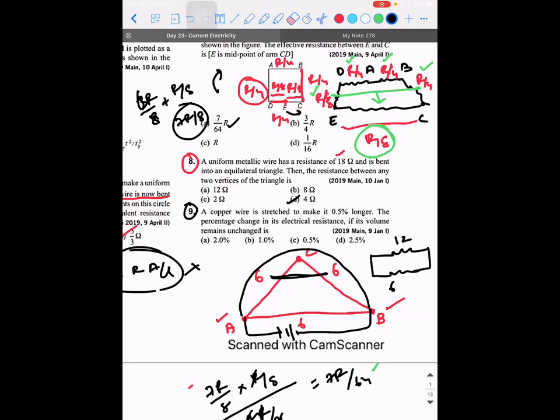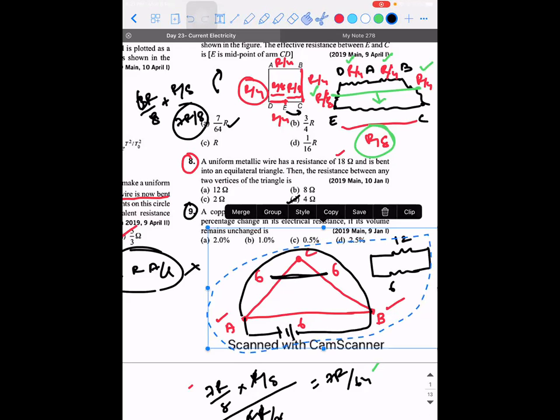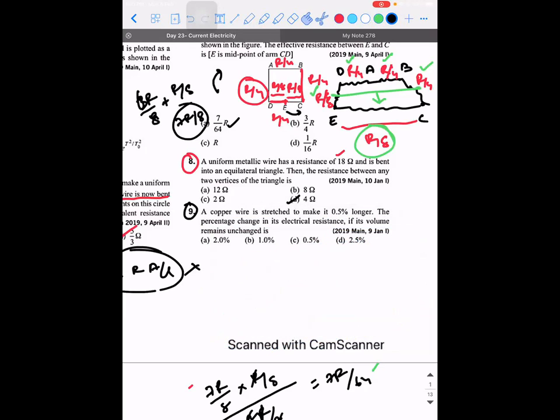In this question, you need to be very careful about one point. Longer by 0.5%, what is going to be the new length? If I take the original length as L, the final length will be L plus L by 2, that will be 3L by 2, correct? If I take the initial area as A, then what will happen to the final area? If I call it A dash, A into L will be equal to A dash into L dash.